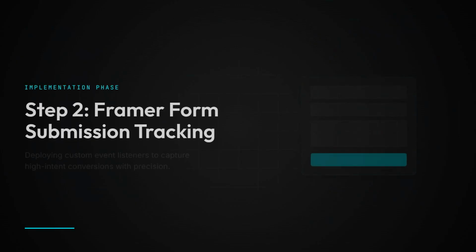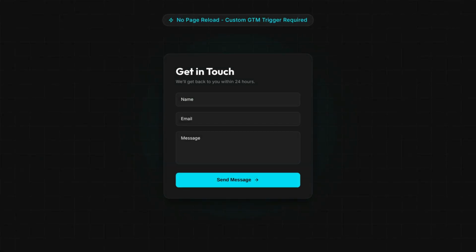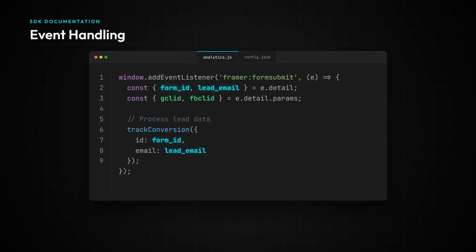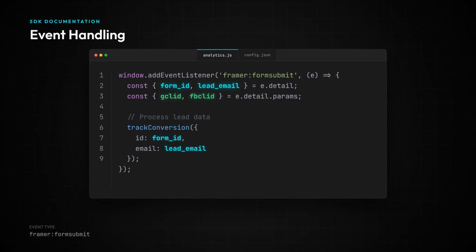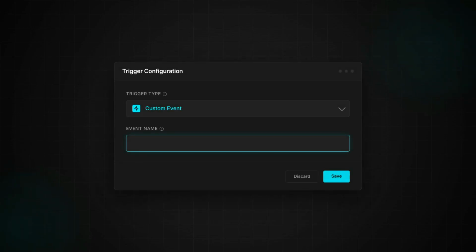Step 2. Framer form submission tracking. Framer forms animate to success rather than reloading. Standard form triggers in GTM will not detect this. Framer fires a custom event instead. Create a custom HTML tag on all pages to listen for it. This script pushes the lead data to the data layer. Then create a custom event trigger in GTM where the event name equals framer_form_submit.